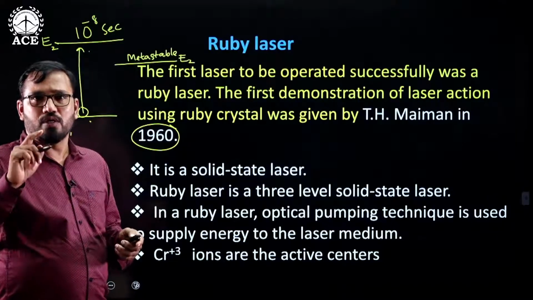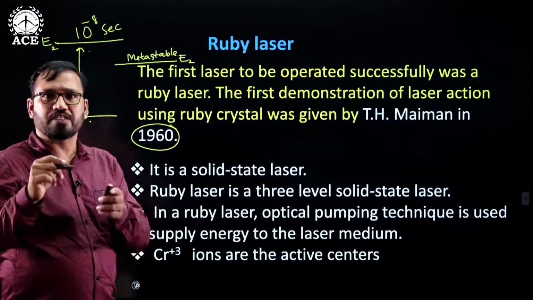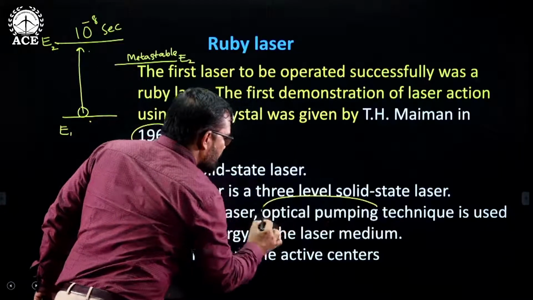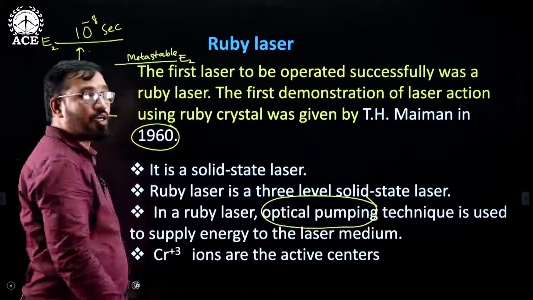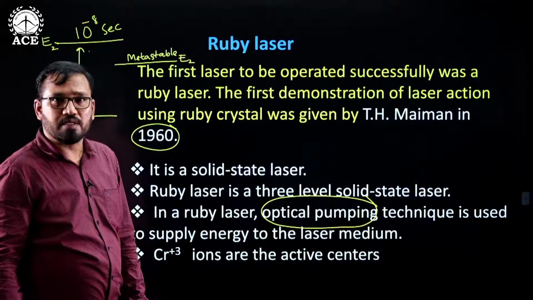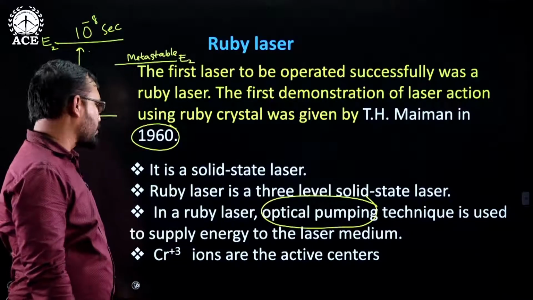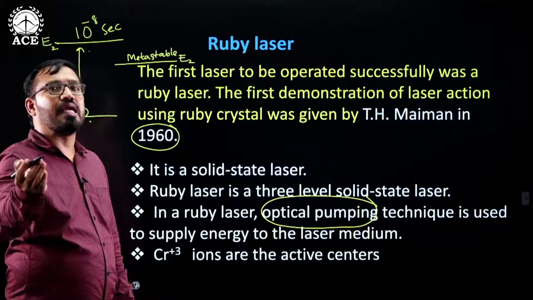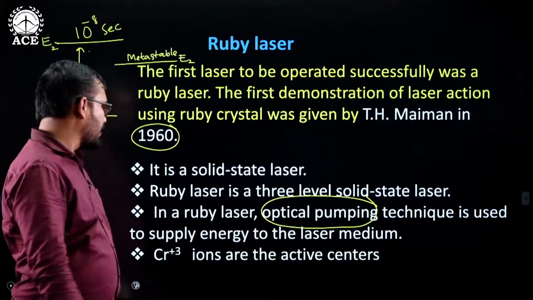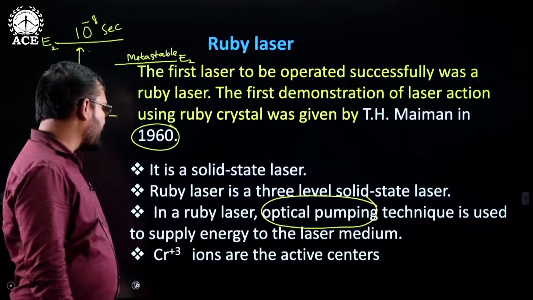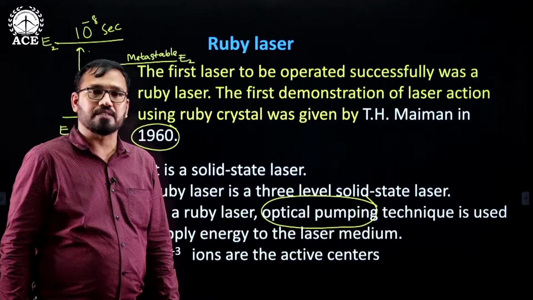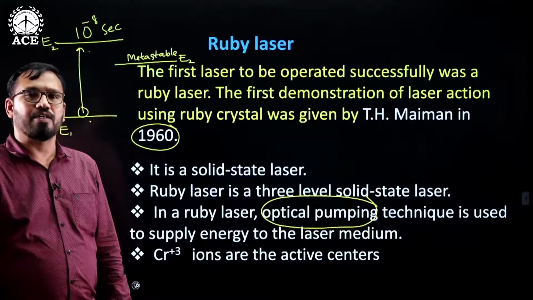So to have more population, we have to use external energy. Which kind of energy? In the ruby laser we use the optical pumping mechanism. Optical means light, so light energy is used to supply energy to the laser medium. Here we need chromium ions, Cr3+ ions, which are the active centers.